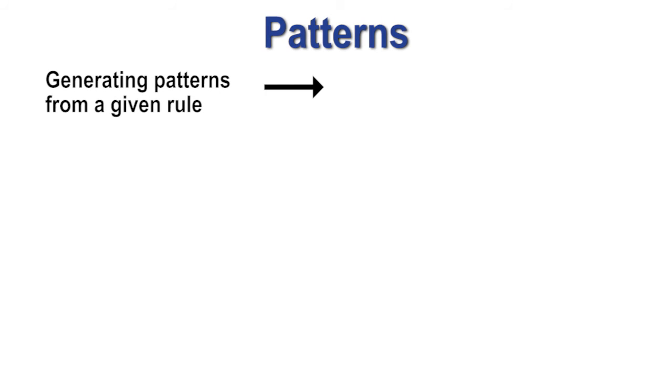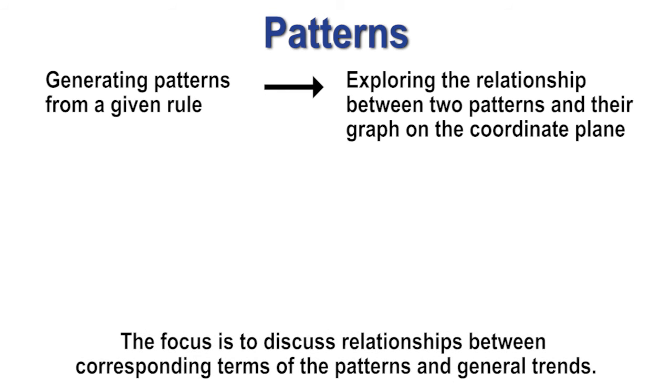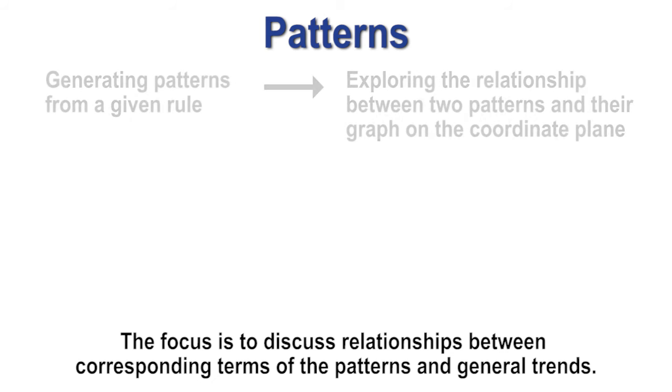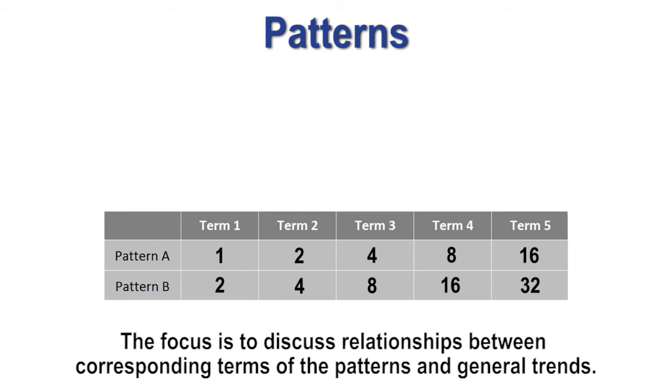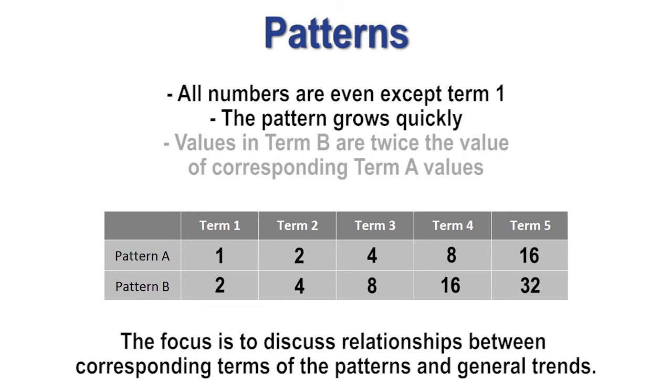Students will extend their knowledge of generating patterns from a given rule to exploring the relationship between the 2 patterns and their resulting graph on a coordinate plane. This standard prepares students for functions in 8th grade. The focus of this exploration is not about naming the pattern rules, but rather discussing relationships between corresponding terms of the patterns and general trends. For example, looking at this pattern, some observations that might be made are all of the numbers are even except term 1. The pattern grows very quickly from term to term. The value of a term in pattern B is twice the value of the corresponding term in pattern A.